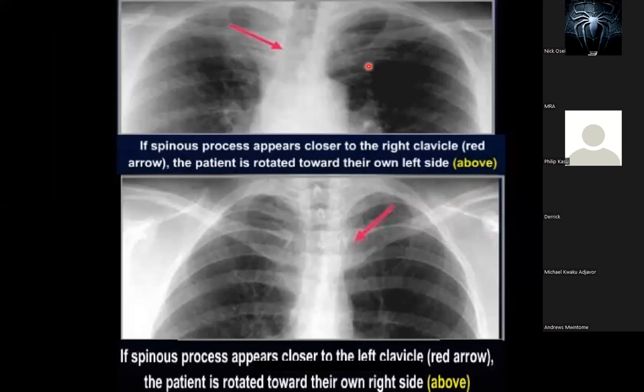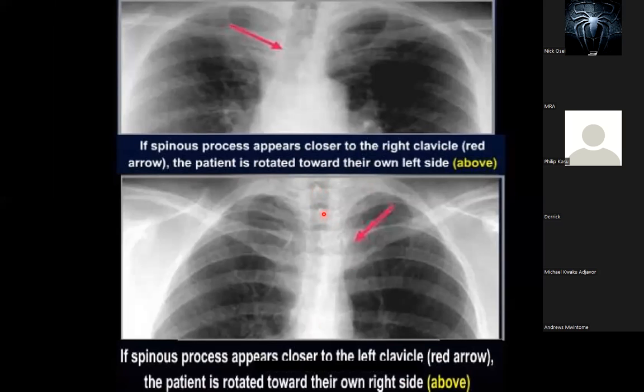Going further, what are the implications if one medial end of a clavicle is closer than the other? If the spinous process appears closer to the right clavicle, then it means that the patient is rotated to their own left. And if the spinous process appears closer to the left, then the person is rotated to the right.